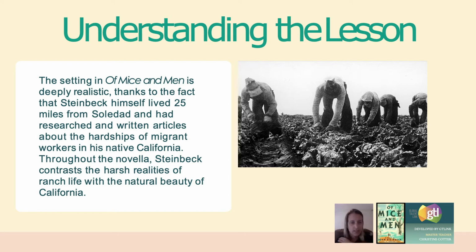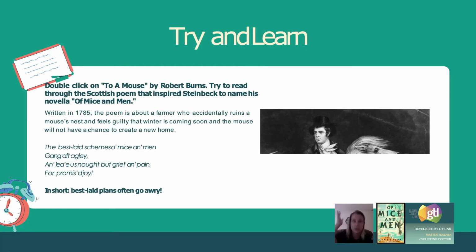Steinbeck, like we said, lived on a ranch, and he was able to draw from his experiences and observations of the people who worked on the ranch in order to incorporate such a realistic setting in his text. And it's not always a comfortable setting. It's not always an easy setting. It's harsh. It was a hard world in which they lived, in which these characters, George and Lenny, are living.